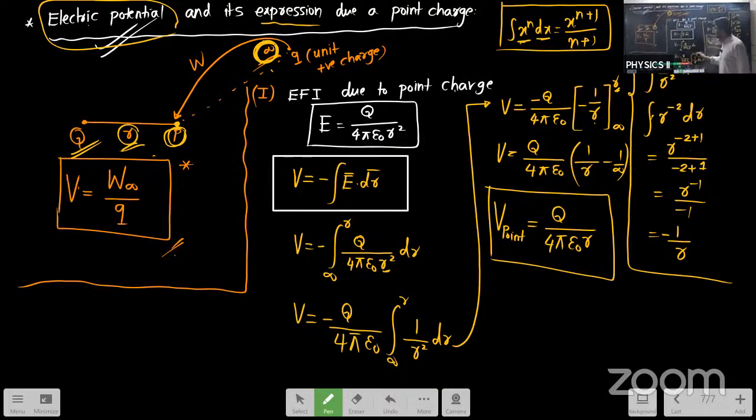So after substituting these values, we'll be getting this final answer. What is the final answer? V is equal to Q by 4 pi epsilon naught R. So this is the first method for determining the electric potential due to point charge. Let us see the second method also, to determine the same thing. Second method to determine the electric potential due to point charge.